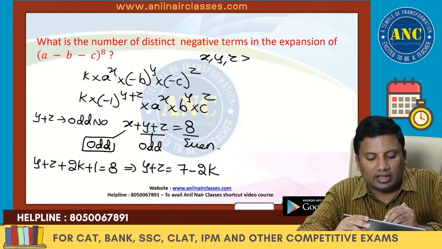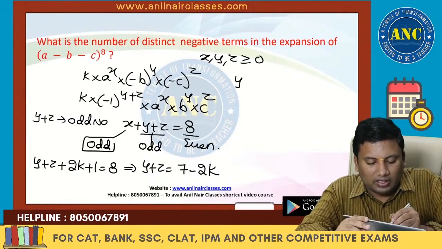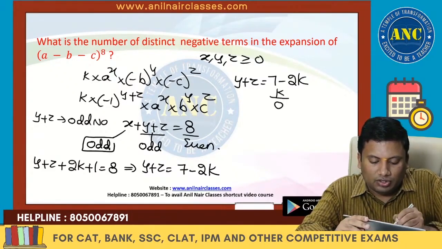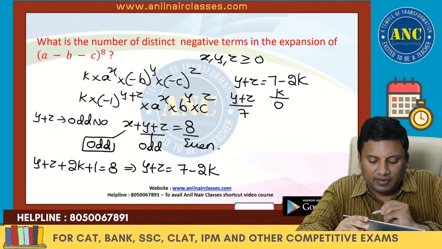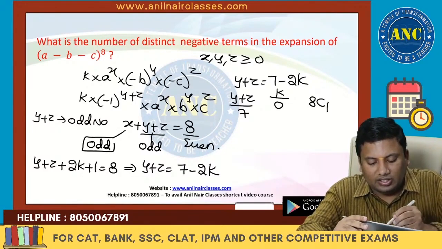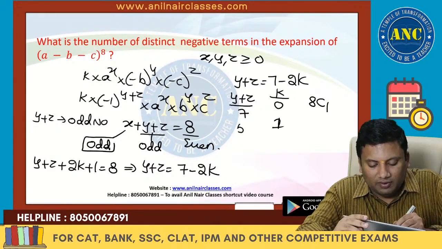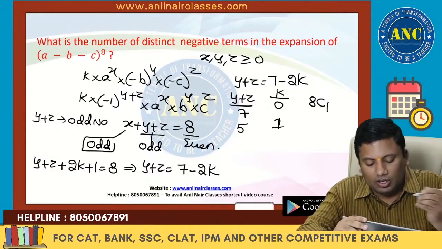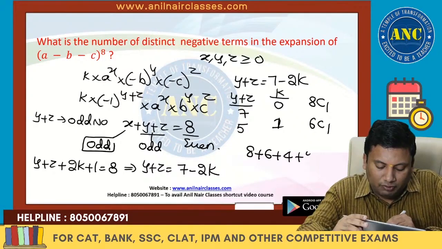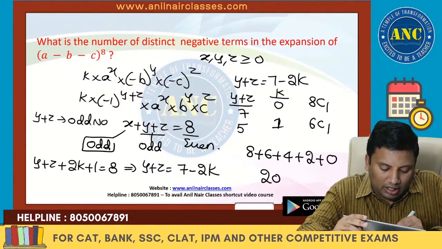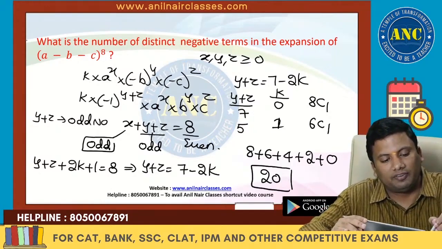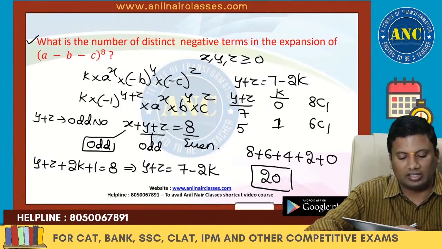X, y, z are greater than or equivalent to 0. One by one we will solve. K value 0: y plus z is nothing but 7. 7 plus 2 is 9, which is 8c1. K value 1: y plus z will become 5. 5 plus 2 is 7, which is 6c1. So the answer is 8 plus 6 plus 4 plus 2 plus 0. The total number of distinct negative terms in this expansion is nothing but 20.